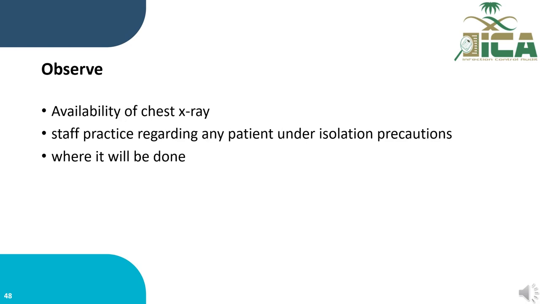For the observation, we need to observe the availability of portable chest x-ray, whether it is available or not, and whether it will be used for the isolation patient or isolation room. We can check the ER, ICU, and isolation ward. And also, we can observe the staff practice regarding any patient under isolation precaution who requires a chest x-ray, and how it will be done for him.